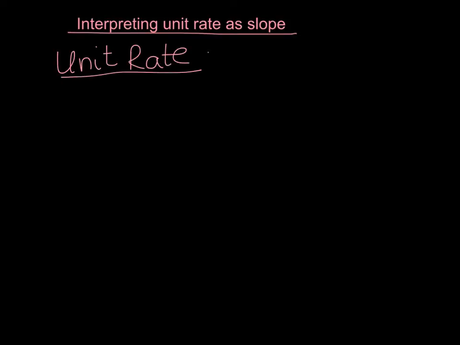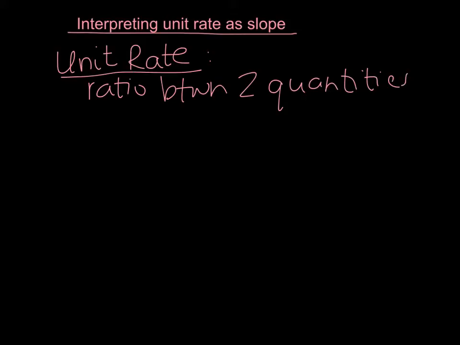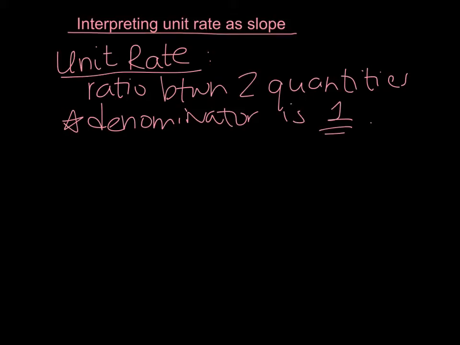But to refresh your memory, unit rate is basically a ratio between two quantities. But the important thing is the denominator is always 1. That's why it's called unit. Unit in math means 1. Okay, denominator is 1. Always 1. Okay, let me give you an example.